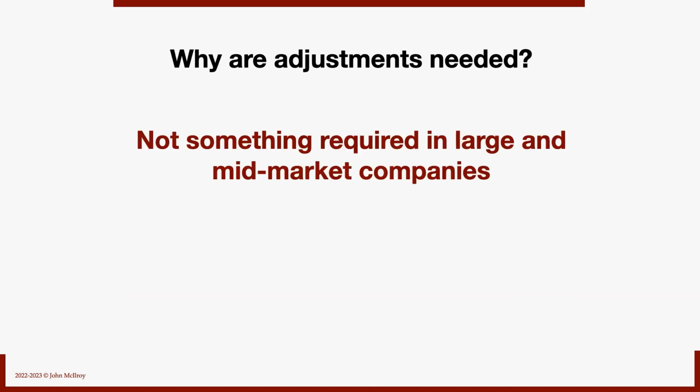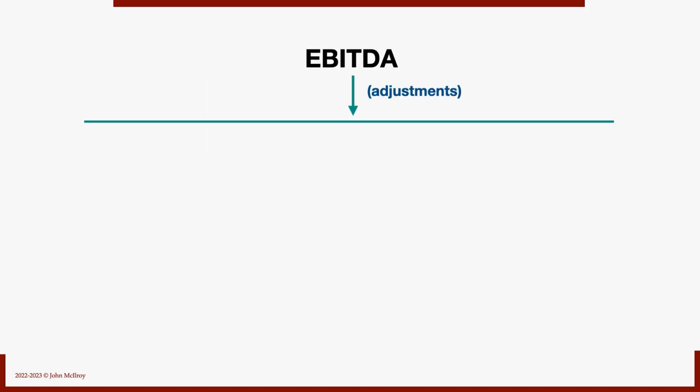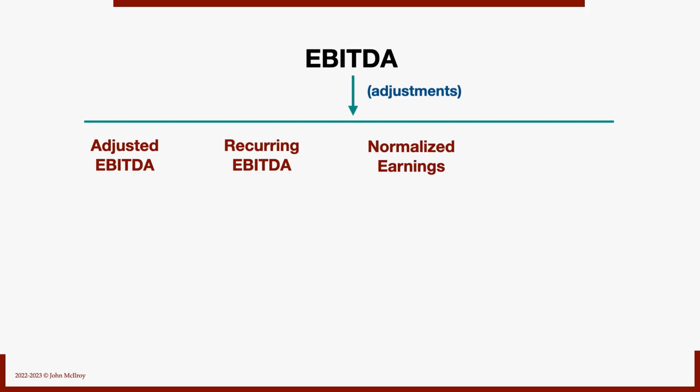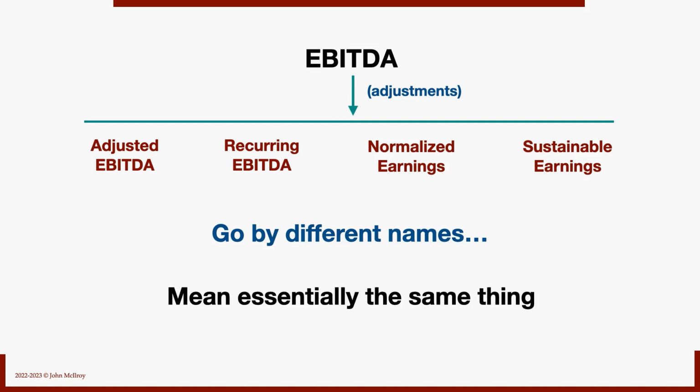Now, this is not something that's typically required in large and mid-market companies, but it is very commonly required with small and medium businesses where a lot of times personal expenses are run through the business. So if we have EBITDA, we do need to make some adjustments to come up with adjusted EBITDA, which has several different names. Sometimes people call it recurring EBITDA. Sometimes it's called normalized earnings or even sustainable earnings. It goes by different names, but it means essentially the same thing.